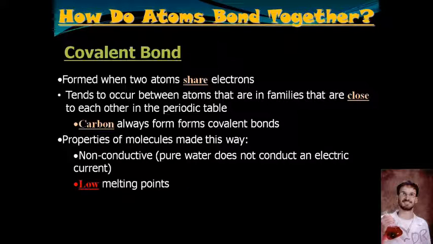Carbon is right in the middle of the periodic table. If there are 8 columns, it's in column number 4. It always forms covalent bonds. Carbon doesn't form ionic bonds at all. Some things that are indicative of molecules made of covalent bonds: they're non-conductive, for example pure water again, and materials made from covalent bonds tend to have lower melting points, things like rubber.